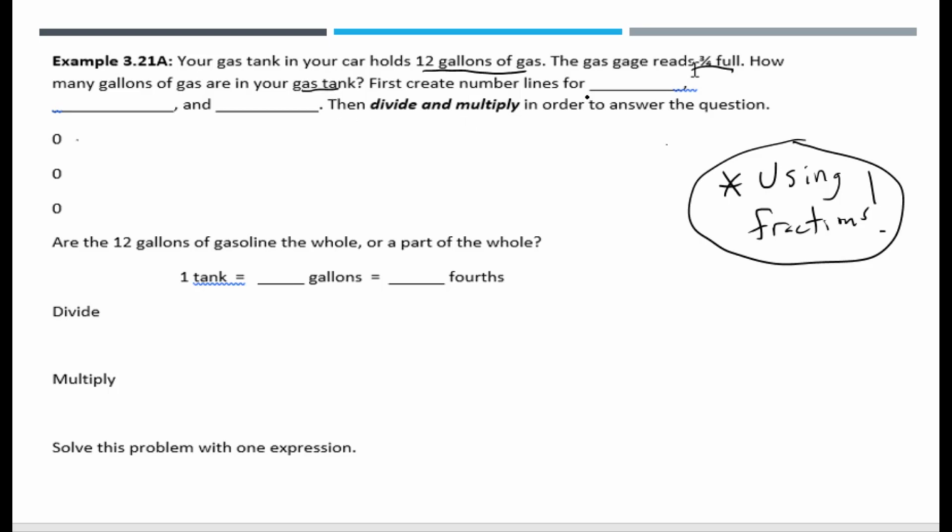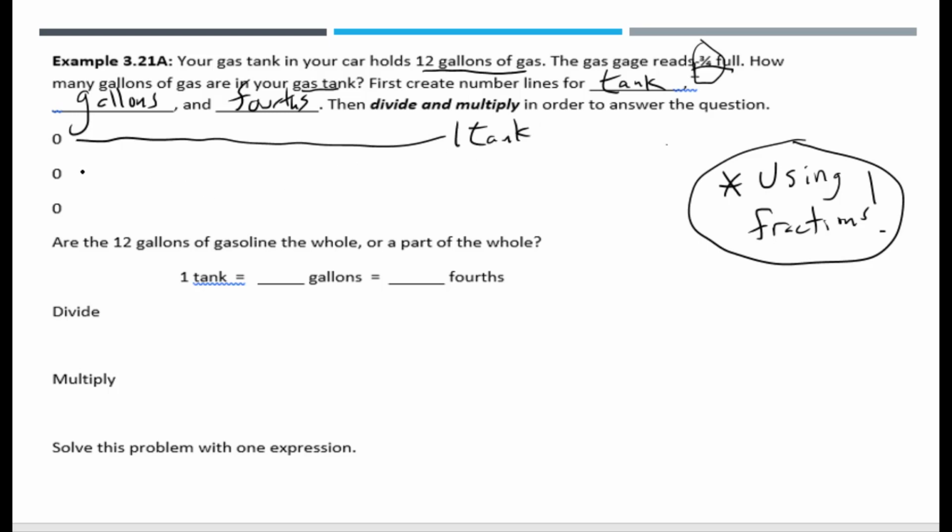So I'm going to do this with number lines, using lines for a tank, an entire tank of gas, gallons, and fourths, because that's the other measurement we have. So try to create some kind of a straight line. There is a tank, and there's one tank. And here are gallons. And one tank is the same as 12 gallons.